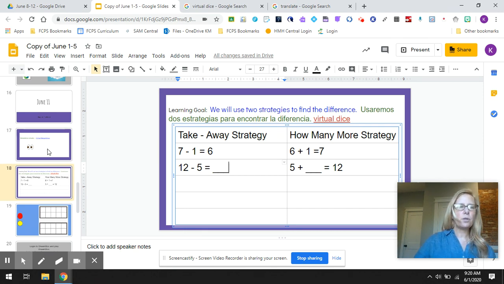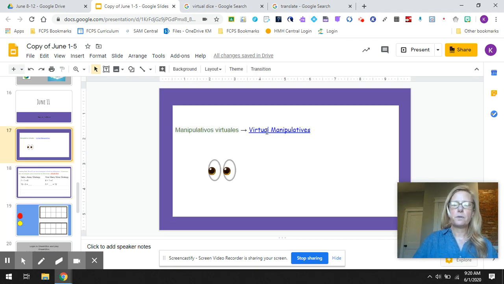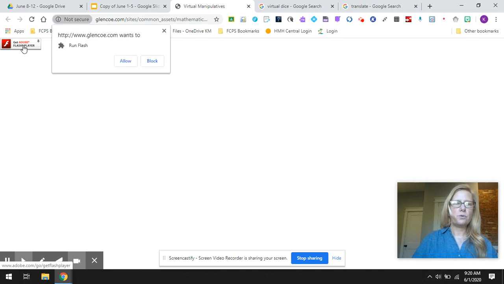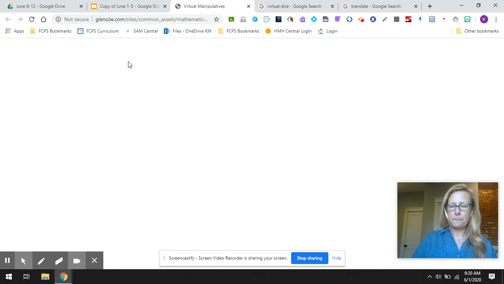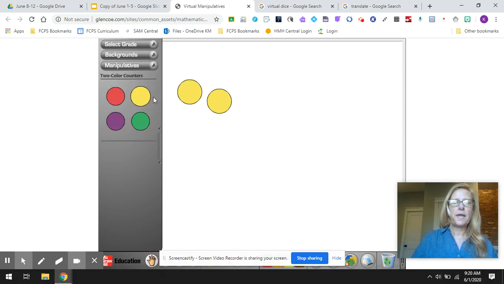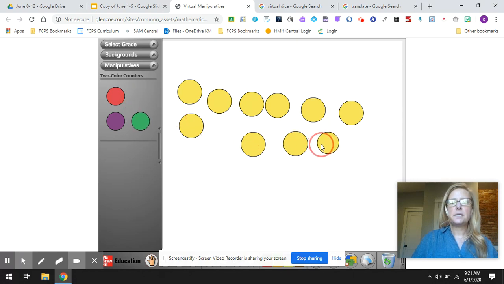So I'm going to now pull up virtual manipulatives. Remember, when you pull up your virtual manipulatives, it gives you this box in the corner that you click on and you say allow. I think I'll use my two-sided counters. That's all the way at the bottom of manipulatives. There it is. So let's pull out 12 counters. I don't necessarily have these in a tens frame, although you could do that if you wanted. 2, 3, 4, 5, 6, 7, 8, 9, 10, 11, 12.